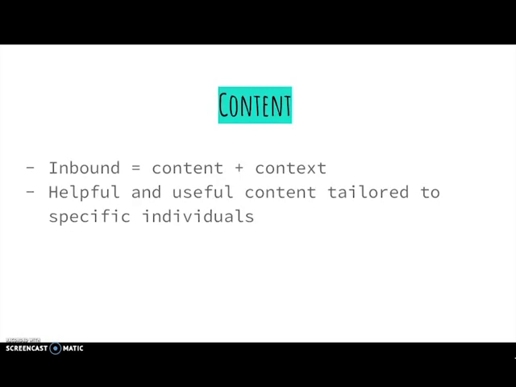The fourth aspect to consider is content. The basis of inbound marketing is combining content plus the context of the customer. The best content has to be grounded in the correct context. Knowing the context of your customers by using buyer personas and your contacts, you'll be able to produce tailored content that is relevant to them.